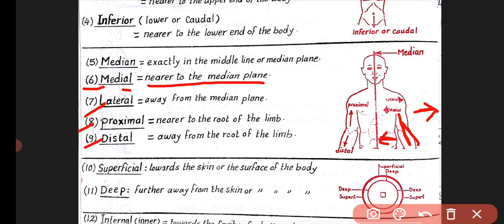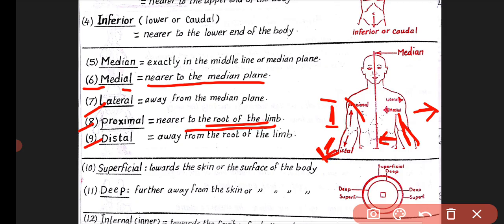Proximal is the part nearer to the root of the limb. The upper limb starts from here, so the proximal portion is this one, from the shoulder joint to the elbow joint, nearer to the root of the limb. The distal portion is away from the root of the limb. This one, from the elbow joint to the hand, is the distal portion because it lies distally from the root of the limb.